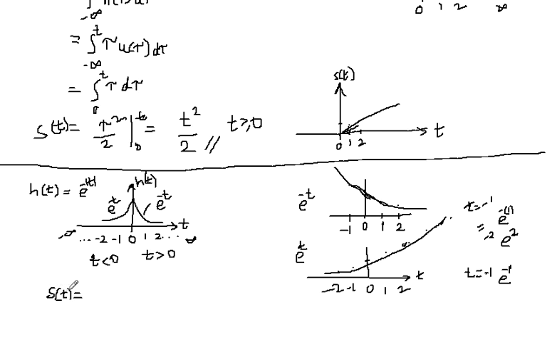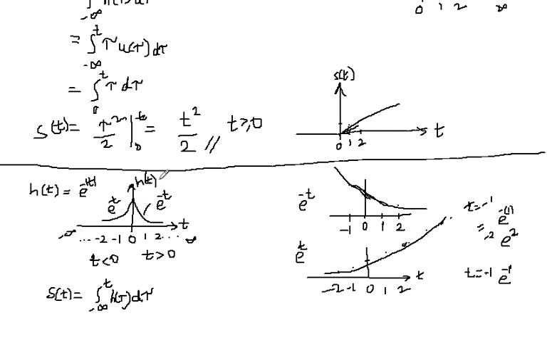The step response s of t has to be calculated, and it is the integration from minus infinity to t of h of tau d tau. Here we need to solve this one in two steps, because of this h of t signal.